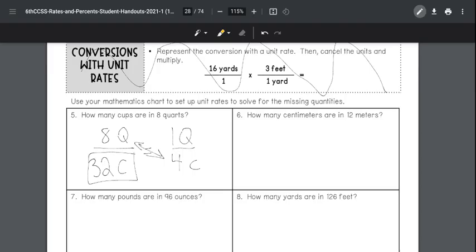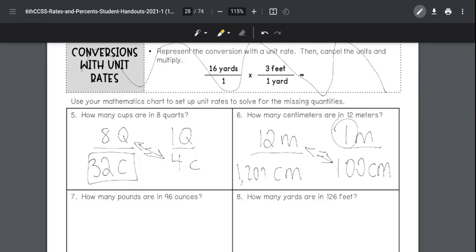Number 6, how many centimeters are in 12 meters? 12 meters equals how many centimeters? My cheat sheet tells me if I have 1 meter, I have 100 centimeters. So cross multiply and then divide by 1, and you get 1,200 centimeters in 12 meters.